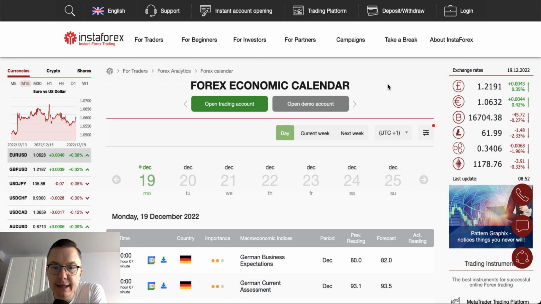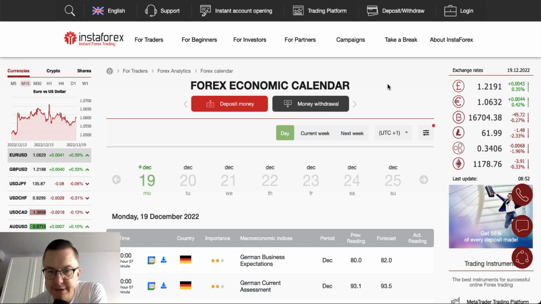Today is Monday 19th of December 2022, the beginning of the new trading week just before Christmas. So let's find out what is going on the Forex calendar today.